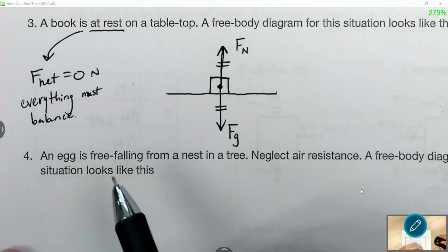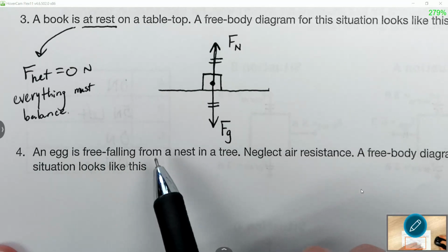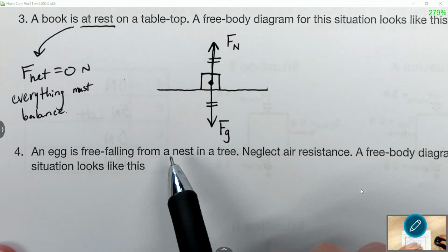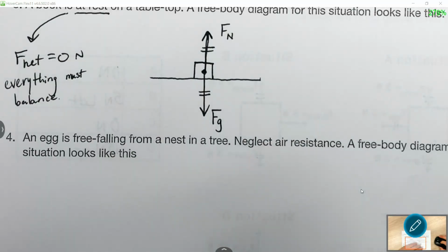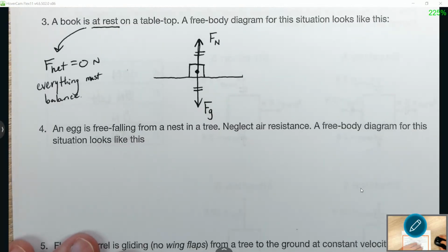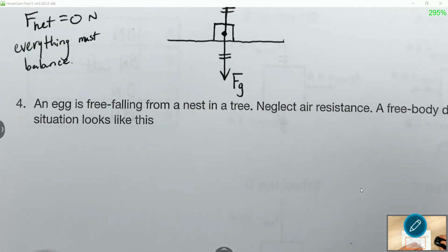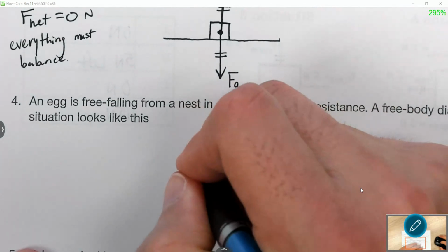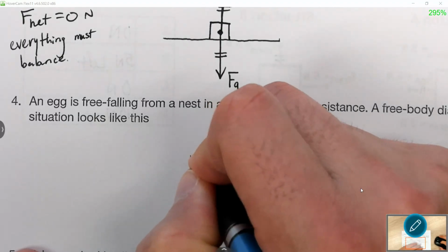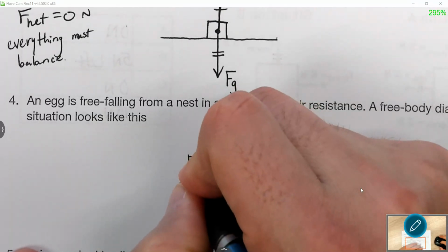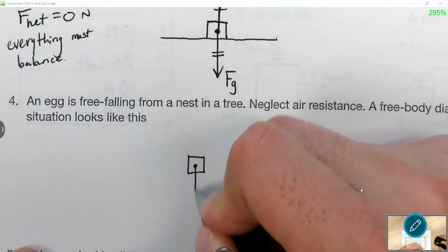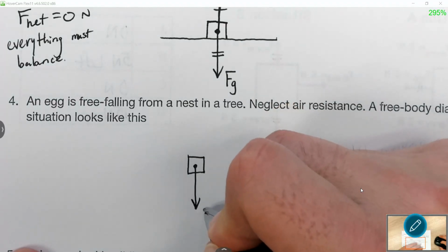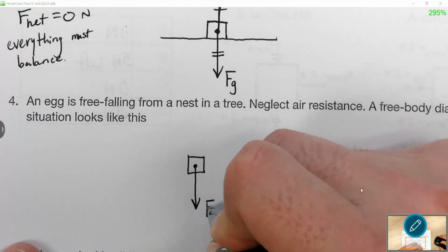The next one, an egg is free falling from a nest in a tree. Neglect air resistance. So we're basically saying, okay, air resistance doesn't exist right now. It's like falling in a vacuum. Draw a free body diagram for this. All right, so we're not on a flat surface anymore. We're flying through the air. So here's our egg. What is the one thing you should always draw in? Down arrow for the weight, and what do we label that as? Fg.